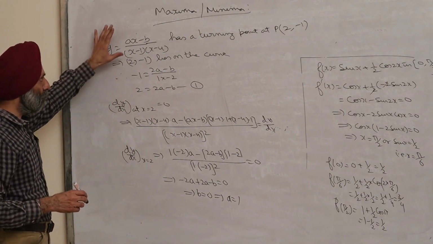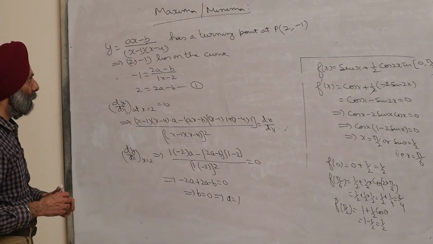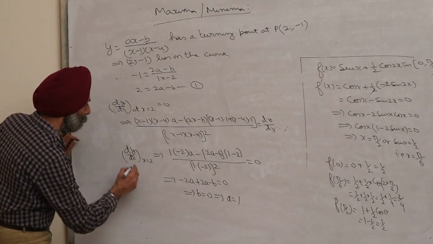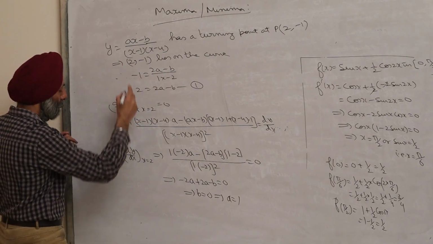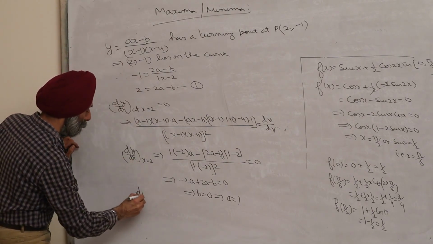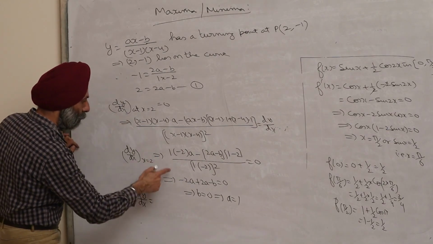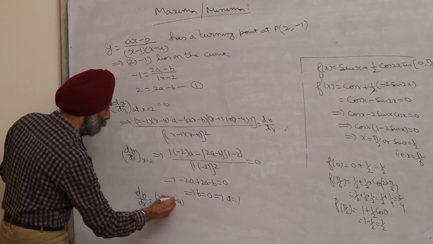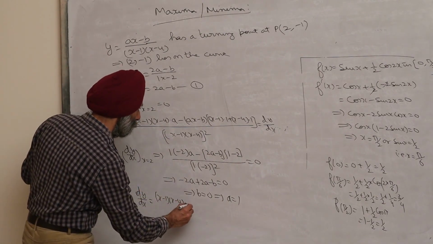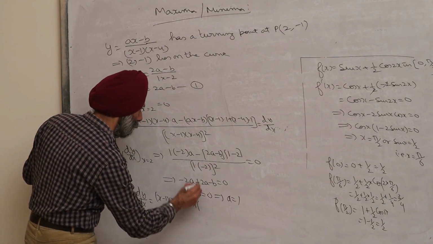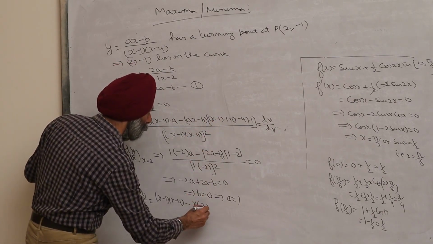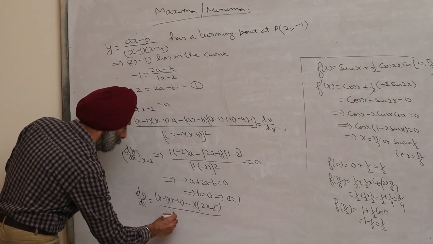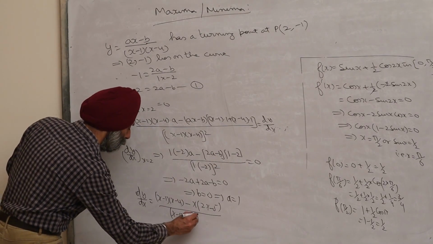Now we have to show that this function has got a maximum value at P (2, minus 1). Now that means you can see that dy over dx, since a is 1, is [(x minus 1)(x minus 4) minus x into (2x minus 5)] upon [(x minus 1)(x minus 4)] whole square.